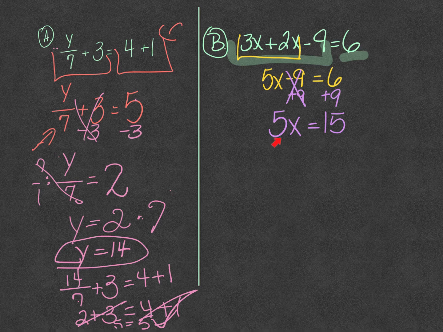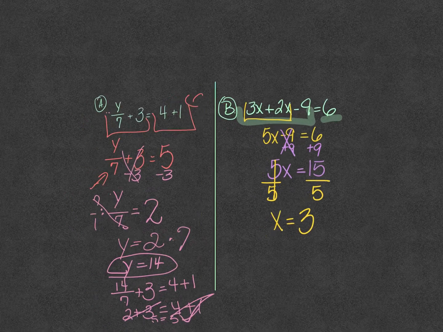Remember, this is 5 times x. So what's the opposite of multiplication? Of course, that is division. So I'm going to divide both sides by 5. That cancels. 15 divided by 5 equals 3.